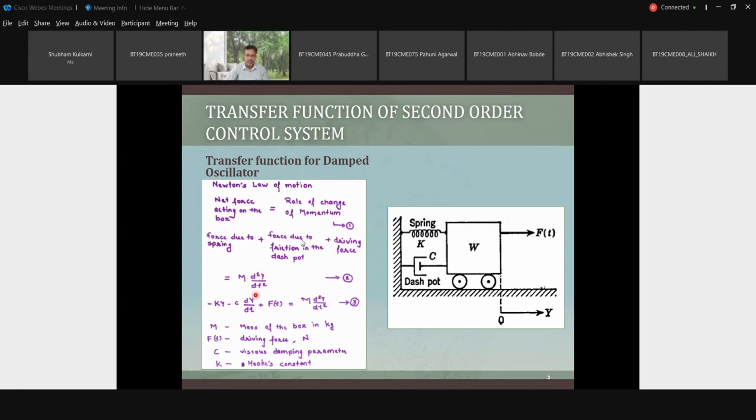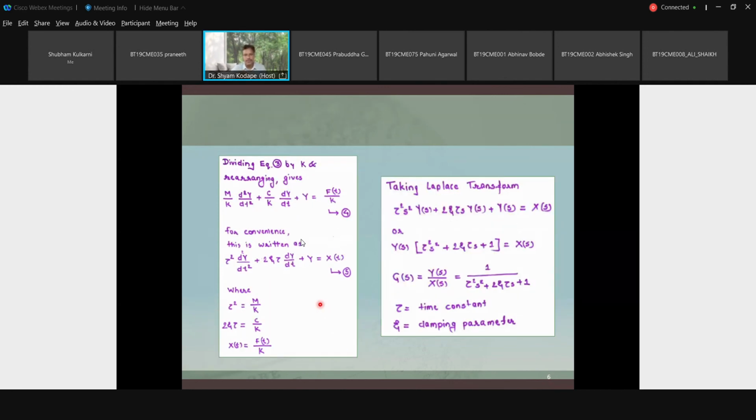Okay? So it will be like equation 3 there, and by arranging all these terminologies in the standard format. What was the tau square? Tau square is m by k, 2 zeta tau is c by k, and x(t) will be f(t) by k. Okay, so likewise, you have to derive it. So we'll stop here today. This was the example of a second order system, but more examples we will discuss later. Do you want anything or any question regarding this?